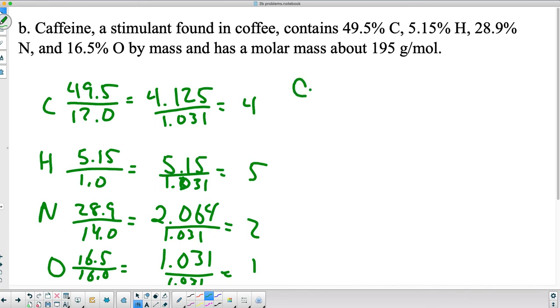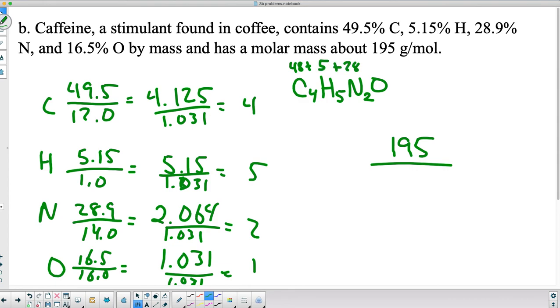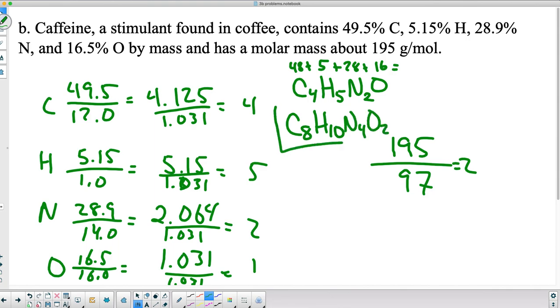That means I have C4H5N2O, like that. Now 195 is the molecular mass, and then divided by, so this would be 48 plus 5 plus 28, because 14 times 2, plus 16. So I add all of those up. It is 97. So 195 divided by 97 is 2. That means that my molecular formula then is C8H10N4O2.